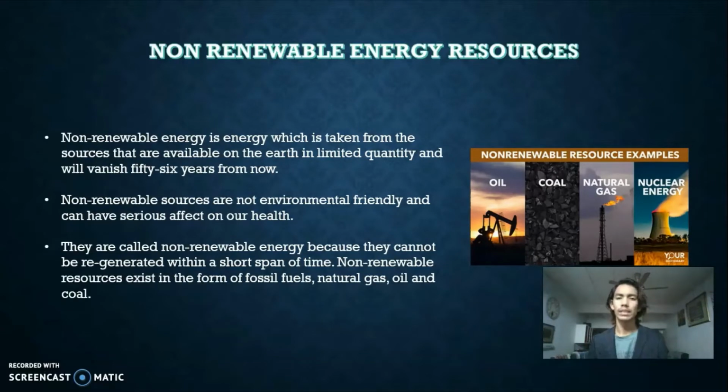So what are non-renewable energy resources? It is energy taken from sources that are available on the earth in limited quantity and will vanish 56 years from now. Non-renewable sources are not environmentally friendly and can have serious effects on our health. They are called non-renewable energy because they cannot be regenerated within a short span of time. Non-renewable resources exist in the form of fossil fuel, natural gas, oil, and coal.